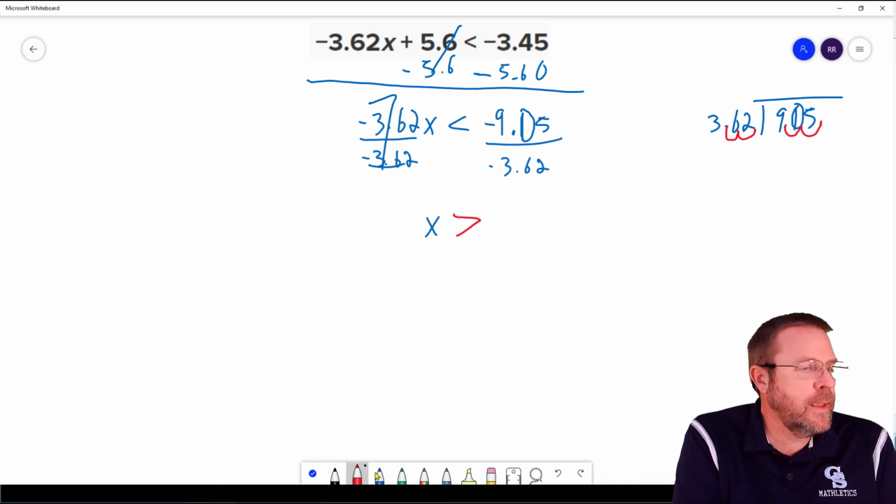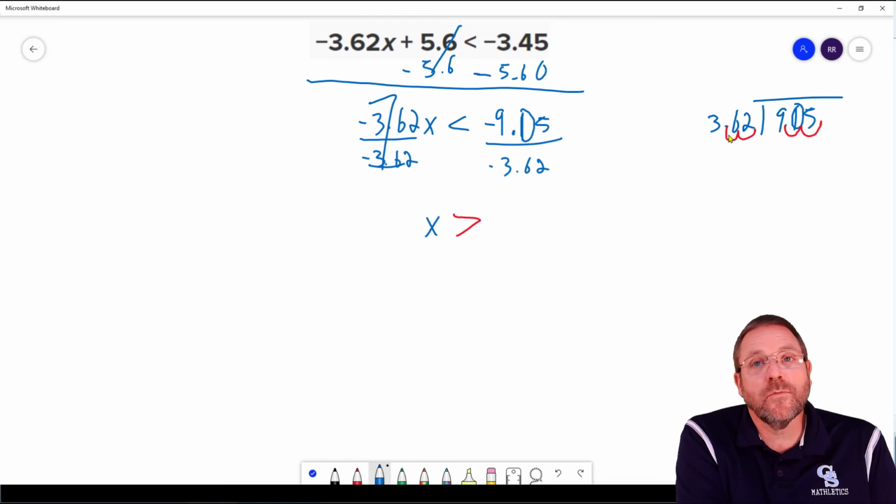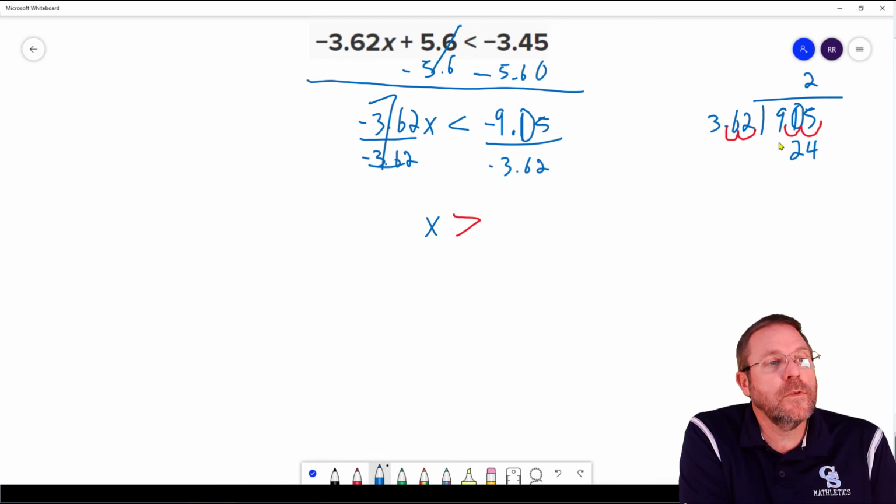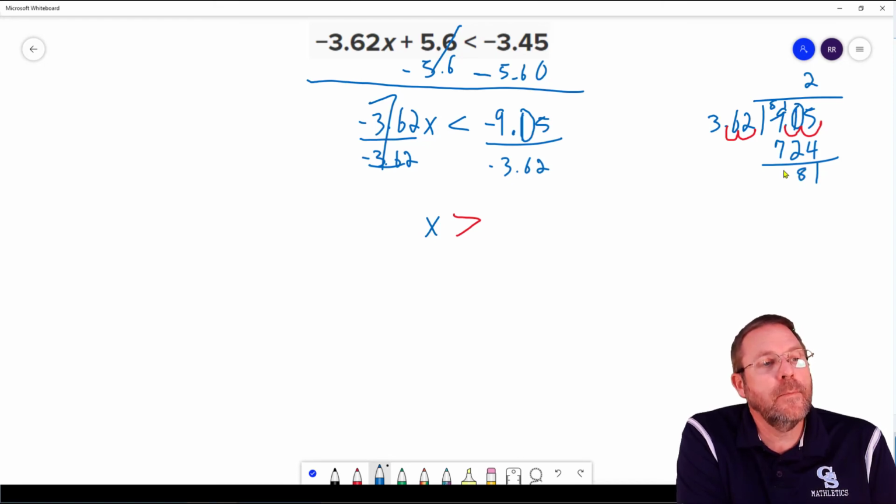And when I do that, I'm going to say, well, how many times does 362 go into 905? That's going to be twice. 3 times would be too many. 2 times 2 is 4. 2 times 6 is 12. 2 times 3 is 6, plus 1 is 7. And when we subtract that, I'm going to have a 1. We're going to do some borrowing here. 10 minus 2 is 8. And 8 minus 7 is 1, for 181.